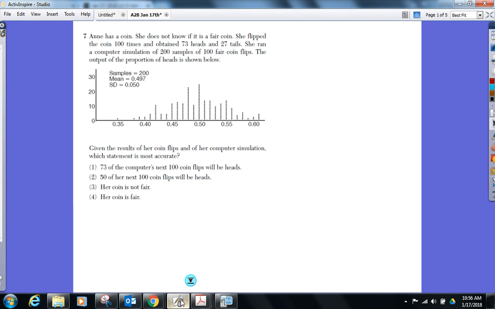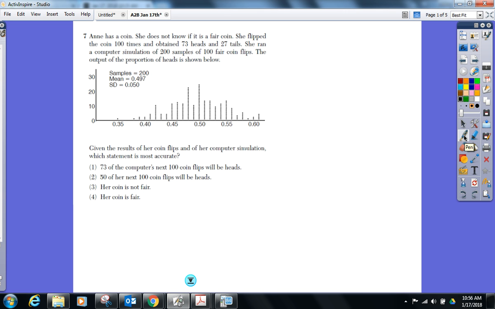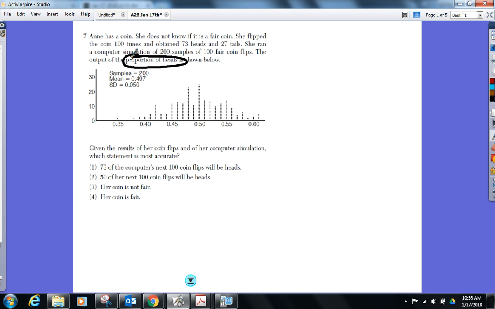Did you get a chance to read through it about Anne and her coin? She flipped it 100 times and she obtained 73 heads and 27 tails, which she did on her own. Okay. She ran a simulation. Here are 200 samples. If you take a look, what do these samples represent? It's the output of the proportion of heads. That's the proportion of heads she got.